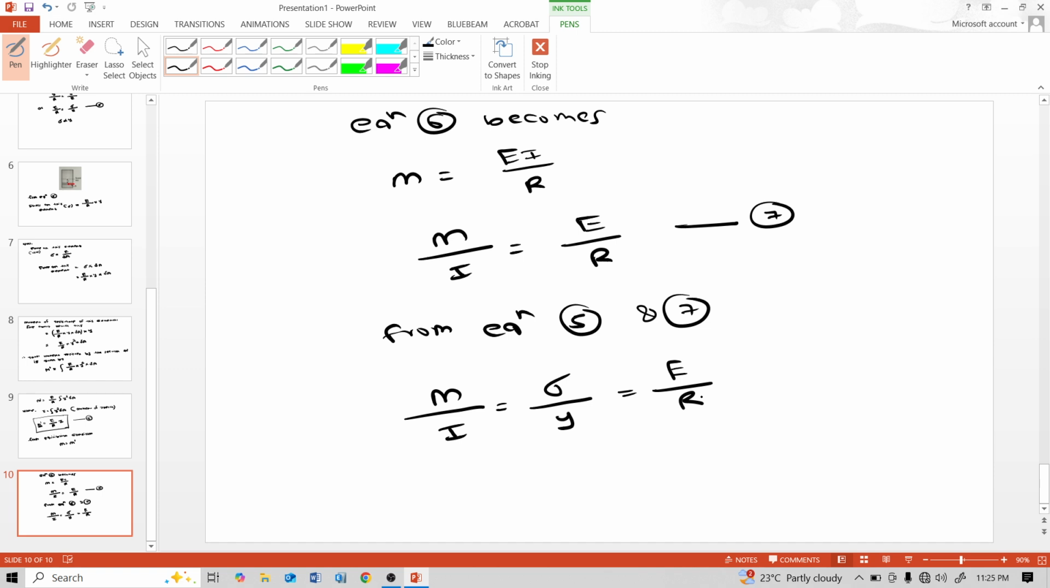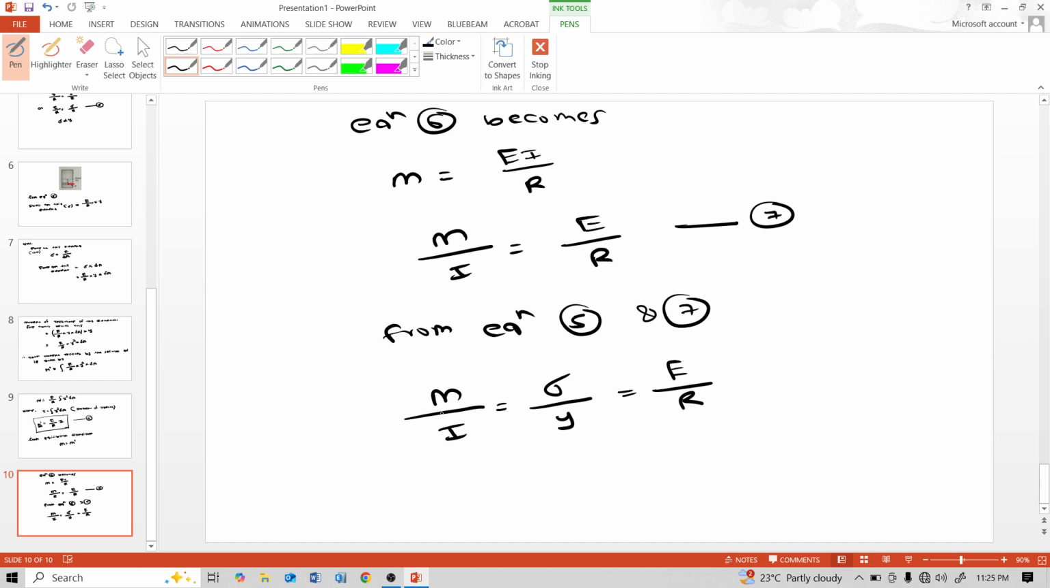Y is distance from neutral axis to GH layer distance. E is modulus of elasticity or Young's modulus. R is radius of curvature. M is moment of resistance or bending moment, and sigma is stress. So this is the bending formula or flexure formula.